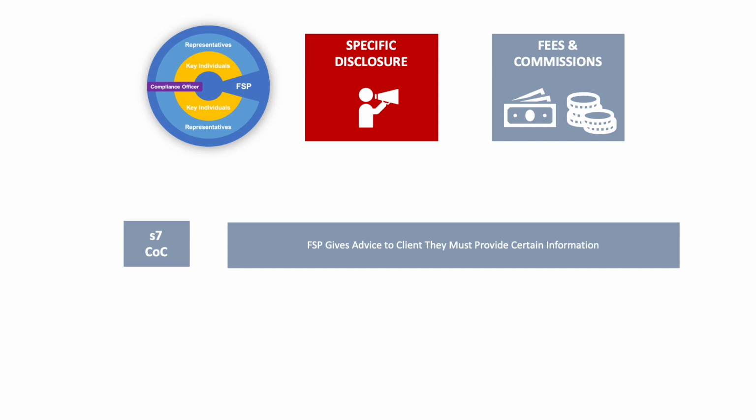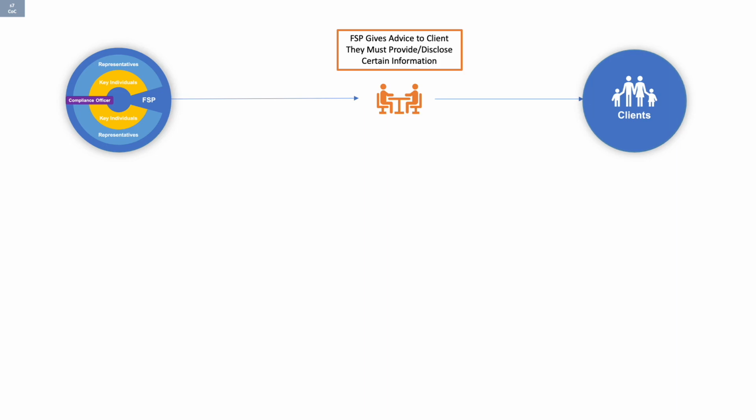We have gone through Section 7 before, but we will run through some of the basics of the section and specifically highlight the disclosures relating to fees and commissions. This section deals with the information that an FSP must provide the client with regards to the financial service they are rendering. When an FSP gives advice to the client, the FSP must disclose and provide certain information relating to the financial services being rendered. We will be highlighting the disclosure relating to fees and commissions.